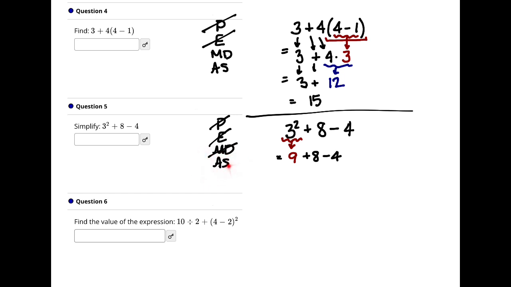Now we're on the same rank with the add and the subtract. So you do the one you see first. When you read across the line and they're both on the same rank, you do the one that comes first. So 9 plus 8 is 17. So 17 minus 4 is 13.